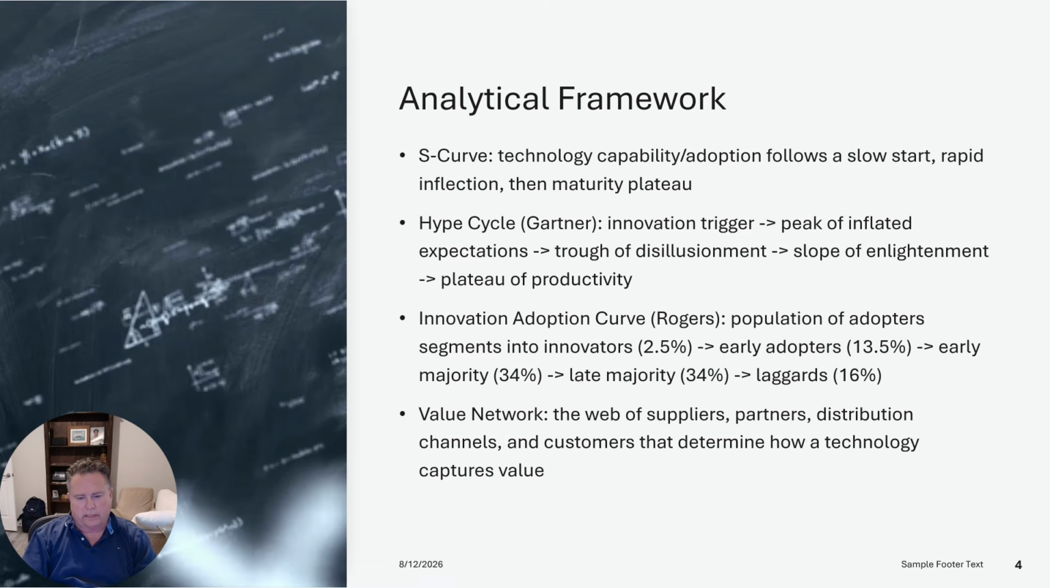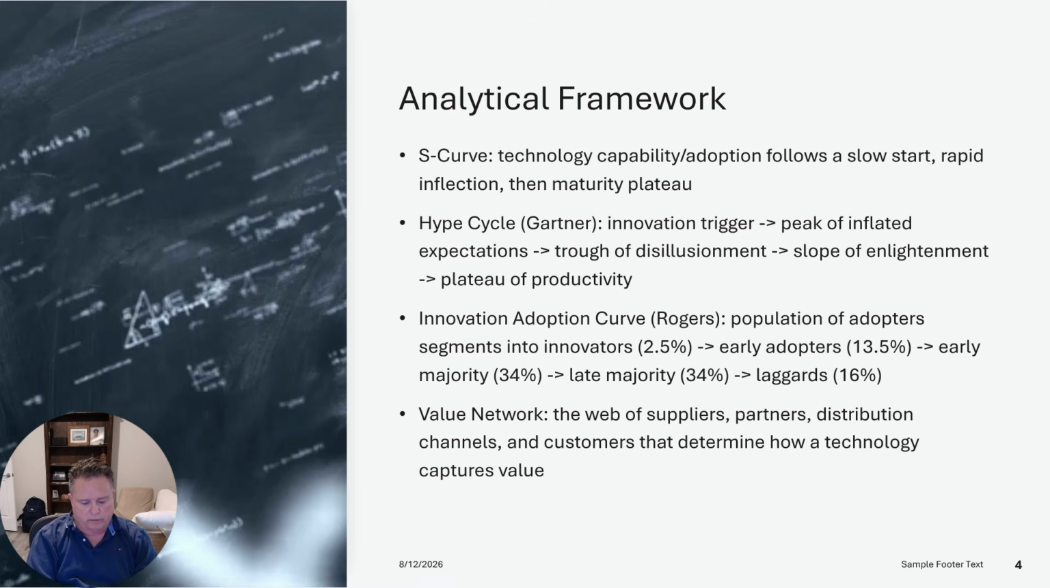The next metric we're going to talk about would be the Gartner hype cycle. It offers a complementary expectation-based view, moving through 5 phases. That would be the innovation trigger, when a breakthrough or launch generates initial excitement. The peak of inflated expectation, when usage grows faster than proof of value.